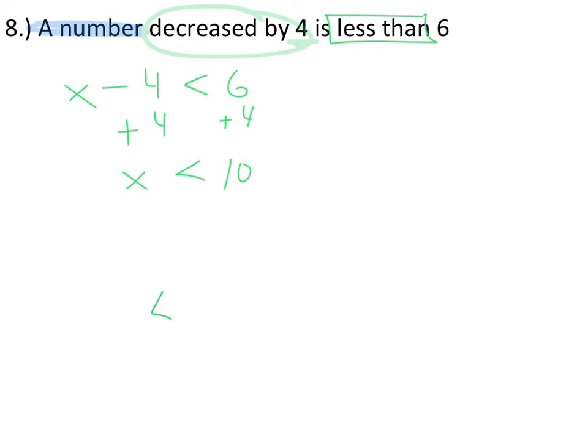Quick number line here. This should be becoming second nature for you by now, if it isn't already. Notice how x is less than 10, but we're not including 10. So we have an open dot, and x is everything less than 10, so we're going to go back the other way.